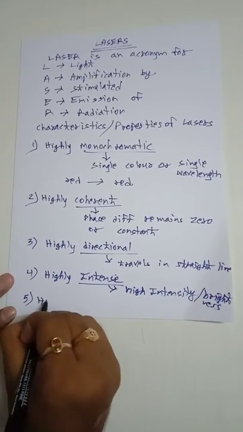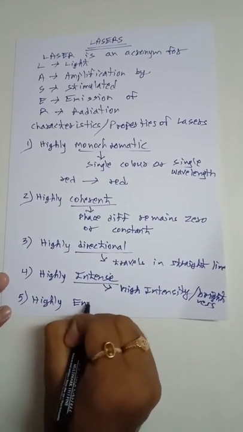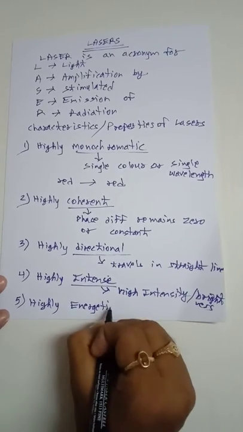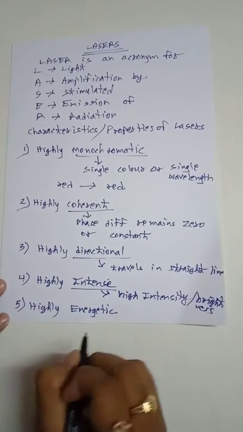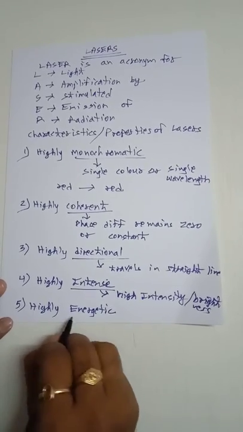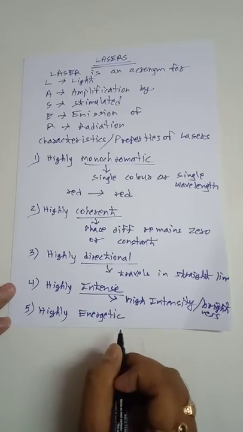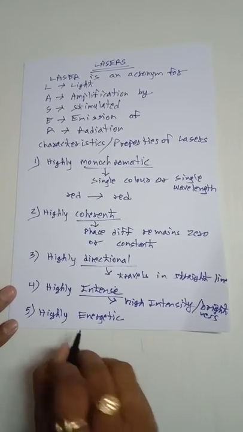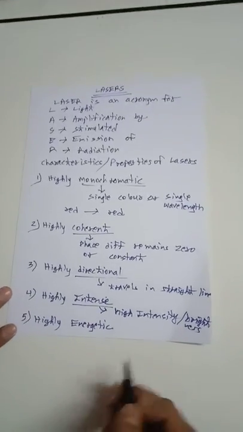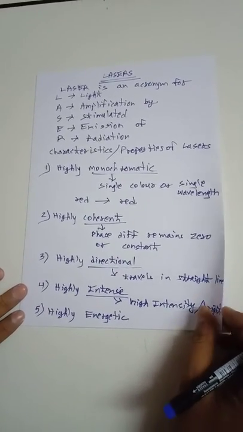And the fifth one, highly energetic. Since all the beams are concentrated in one direction, it is a focused beam, a highly directional beam. That's why they are very energetic. It can be transmitted to a longer distance in a straight line due to high energy, high intensity and high directionality. So these are a few properties or characteristics of a laser beam.